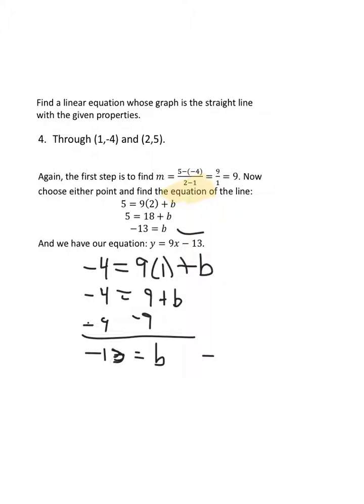If you use the 2 points to find the slope, use either one of the points to find your b. It's going to be the same either way. There's only one linear equation that goes through these 2 points.